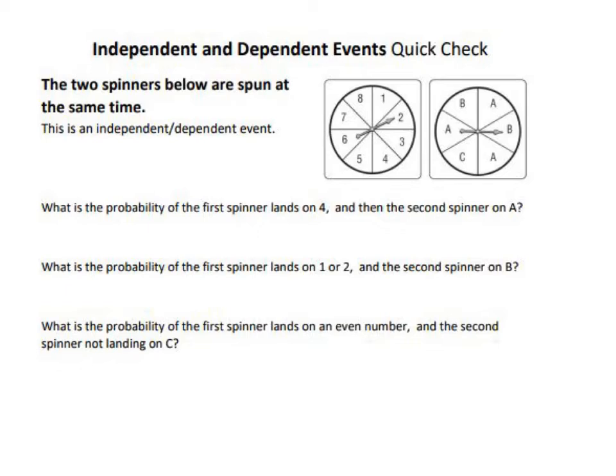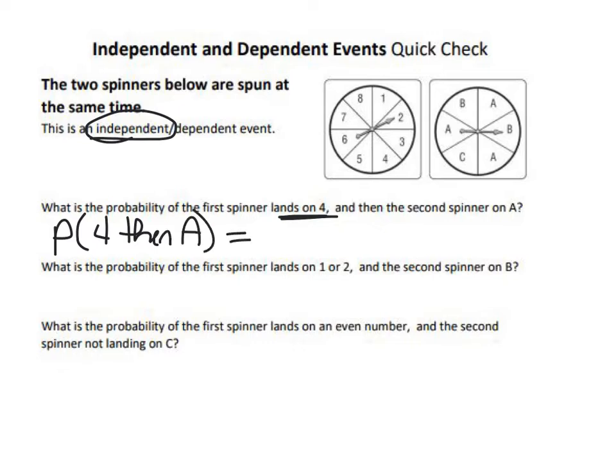No? Okay. So it says the two spinners below are spun at the same time. Is this an independent or dependent event? Independent. And the reason it's independent is because the totals can't change. The spinners stay the same. You can't take off one section and spin it again, right? So that's why those are independent events. So then what is the probability of the first spinner landing on 4 and then the second spinner landing on A? So we're going to do the probability of 4, then A.